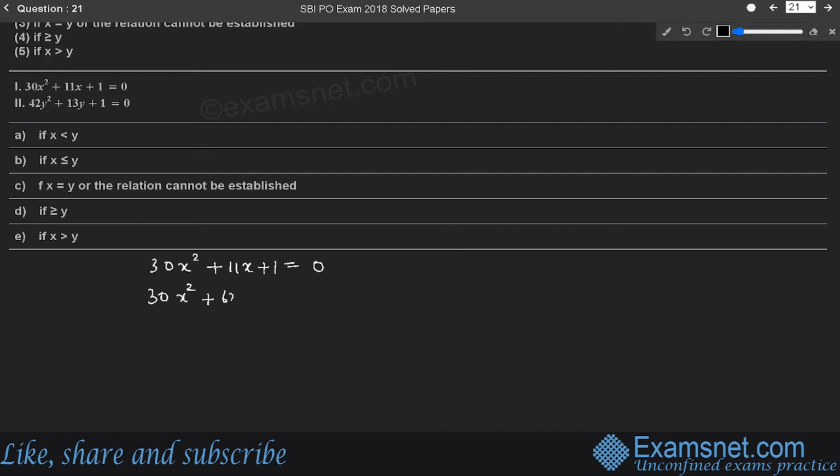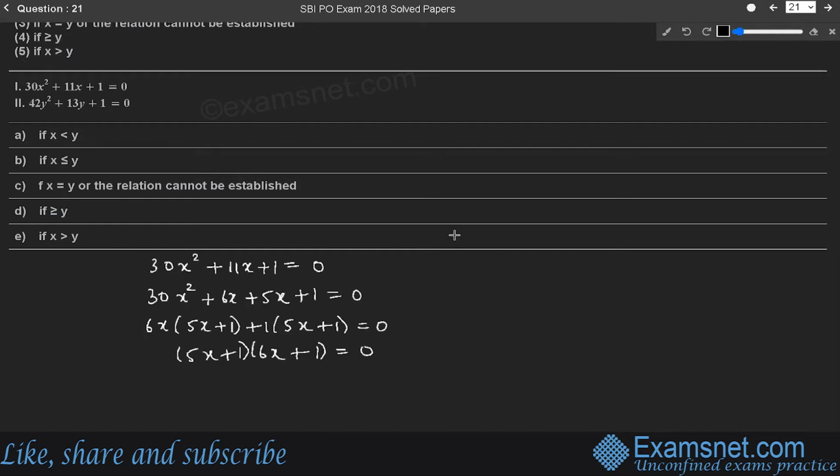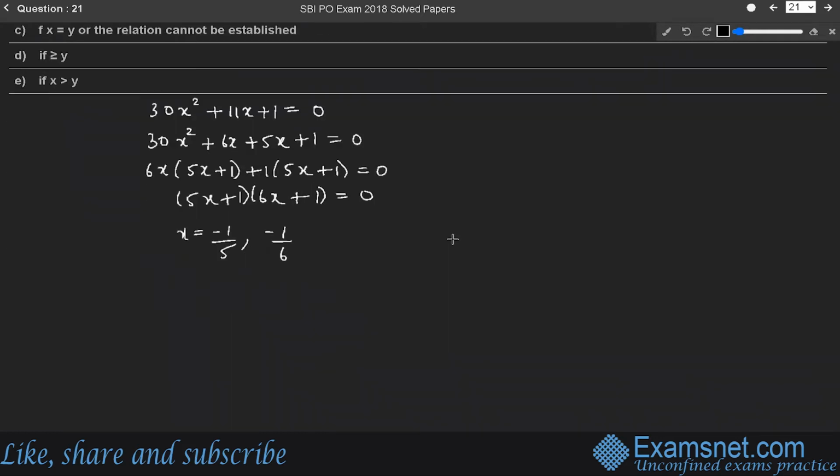plus 6x plus 5x plus 1 is equal to 0. Taking 6x common from the first two terms, the remaining terms will be 5x plus 1. Taking plus 1 common from the next two terms, the remaining terms will be 5x plus 1. Therefore, the factors will be 5x plus 1 and 6x plus 1 is equal to 0. So we can say that x will be equal to minus 1 by 5 and x will be equal to minus 1 by 6.